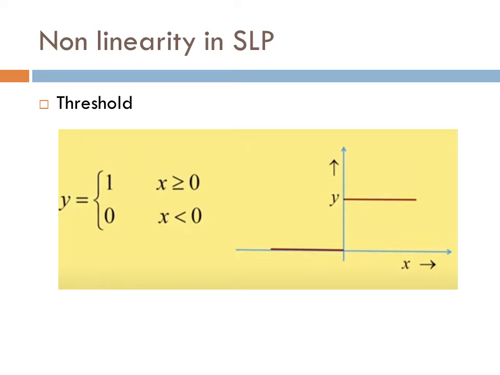Before getting into the nonlinear function in the multi-layer perceptron, let us recall the nonlinearity that we used in the single layer perceptron. There we used a simple threshold nonlinearity function, of the form y equal to 1 when x is greater than or equal to 0, and y equal to 0 when x is less than 0. You can see this is a simple threshold, and we applied it at the output of the output layer.